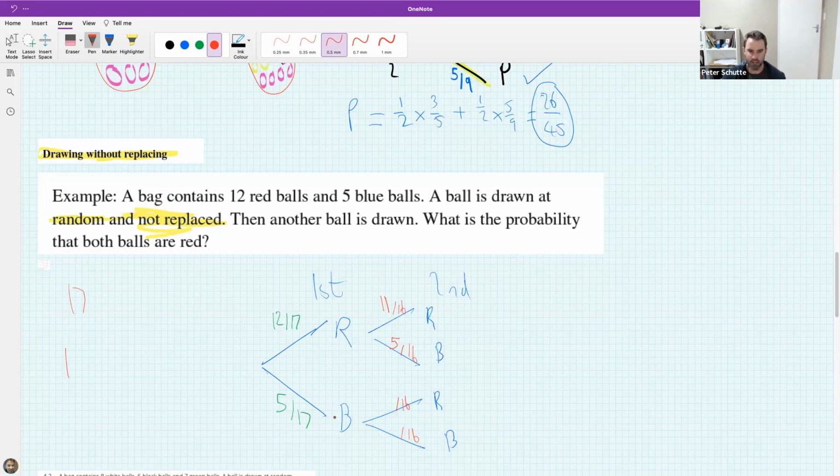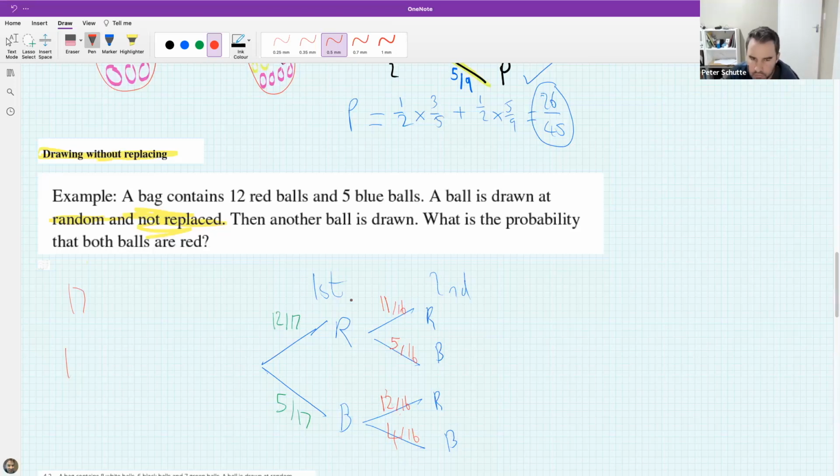Okay, let's do this next one here. If you chose a blue on the first round, how many reds are there left that you could choose out of the 16 that are left in the pack? Well, because you chose a blue, there's still going to be 12 reds left. And then if I go to the other branch, there's 16 left. You chose a blue on the first go. How many blues are left out of those 16? Well, you had 5. 5 minus 1 is going to be 4.